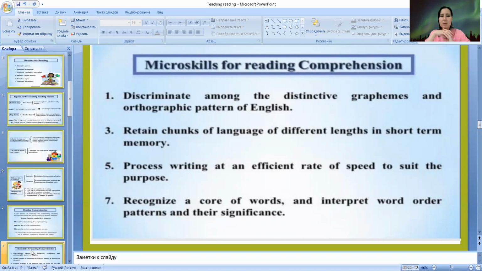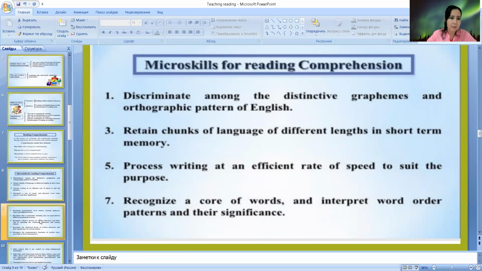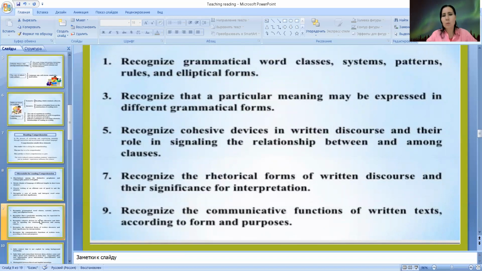Next, recognize the core of words and interpret word order patterns and their significance. We can interpret, we can understand, we can give an explanation of this word, sentence, or text. Next, recognize grammatical word classes, systems, patterns, rules, and elliptical forms. First, we pay attention to the grammar, the system, and the rules of the sentence, or the word order of the sentence.